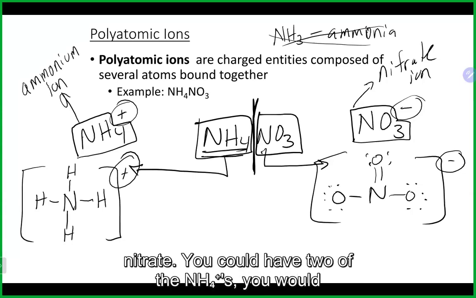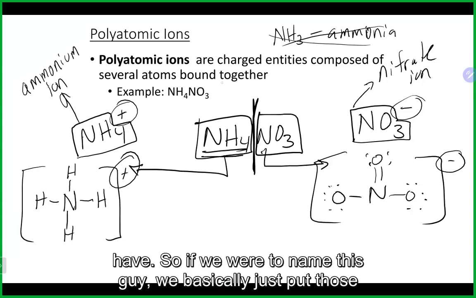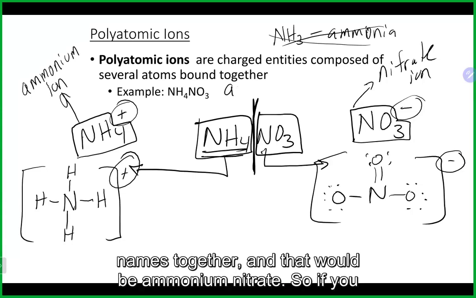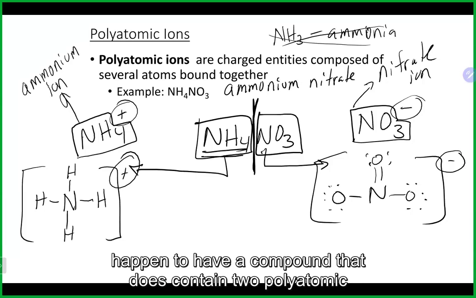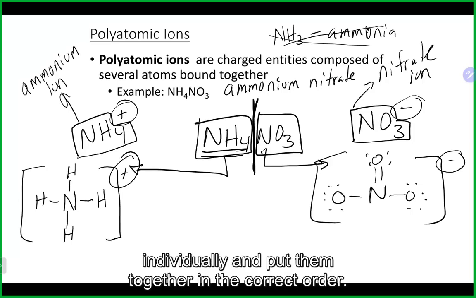You could have 2 of the NH4 pluses. You would just call it ammonium. So it doesn't really matter what you have. So if we were to name this guy, we basically just put those names together, and that would be ammonium nitrate. So if you happen to have a compound that does contain 2 polyatomic ions, you basically just use the name of the polyatomic ions individually and put them together in the correct order.